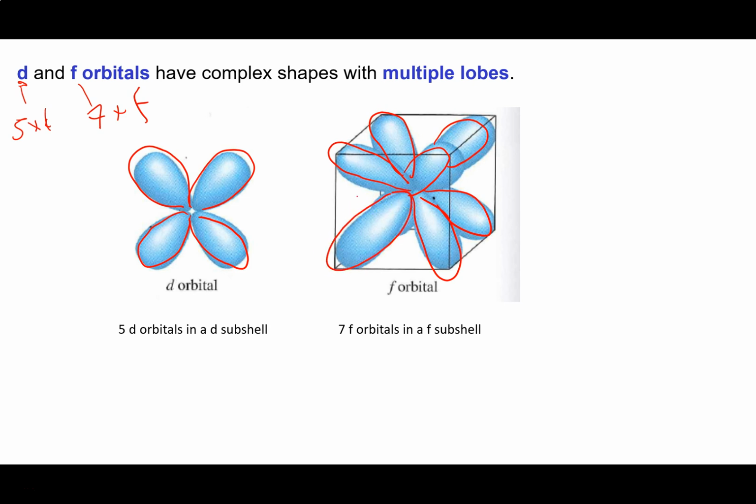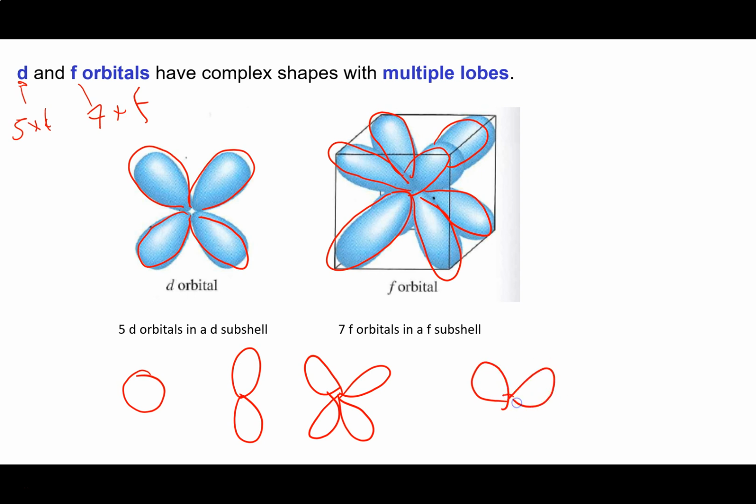So generally, if you're given a diagram, you can tell the difference between an s orbital, a p orbital, a d orbital, and then an f orbital where it just gets kind of crazy and we have lobes going everywhere. But if you were given a picture, you should be able to tell the difference between those different types of orbitals.